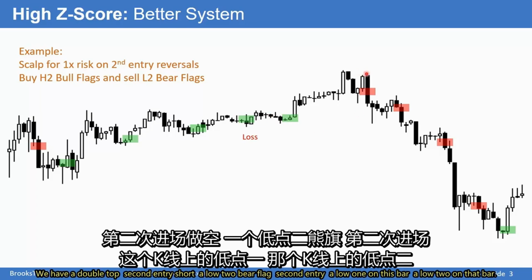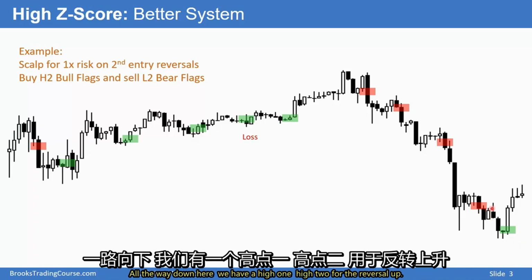On the way down, we have a double top, second entry short, a low 2 bear flag, second entry, a low 1 on this bar, a low 2 on that bar, all the way down. Here we have a high 1, high 2 for the reversal up.